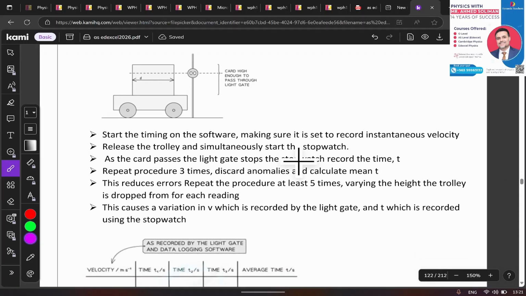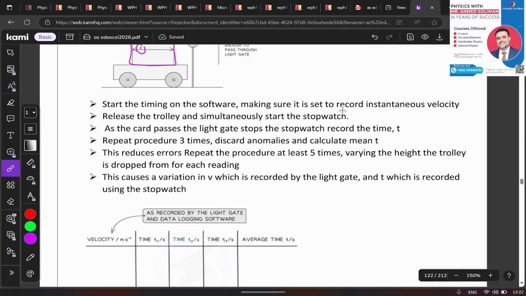If we want to use the light gates to measure the time, we need this part. As I said before, this will be the distance to the light gates, and the light gates will measure the time taken from this point to this point. And because this is a very small distance, we can say this is the speed of the car at this moment.